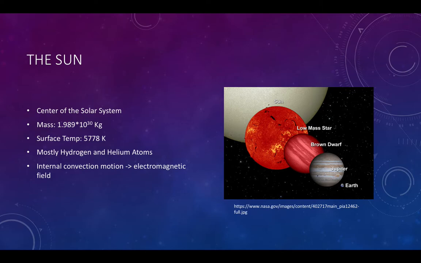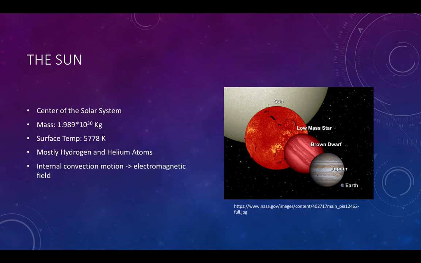So it's the center of our solar system, and it takes up about 99.8% of the total mass of the solar system. Of course, the other 2% is Jupiter. This is Earth compared to the sun. It has a mass of nearly 2 times 10 to the 30th kilograms, so it's pretty heavy, and it has a surface temperature of 5,778 Kelvin. So it's really hot.